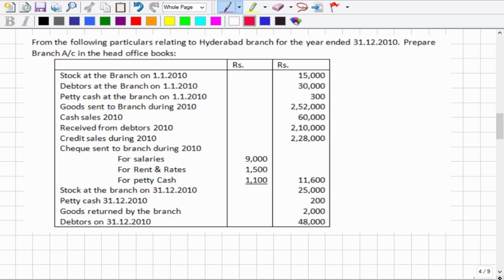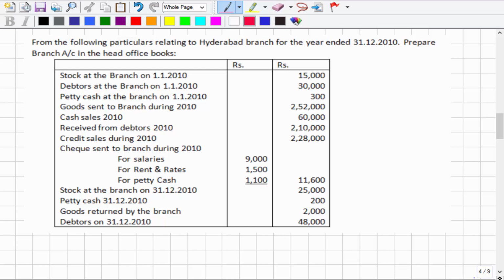Let's take one more problem on dependent branches. This problem is a little different from the earlier problem only on one aspect, that is, it is also going to have goods that are returned by branches to head office. Then it will have some more opening and closing balances. Okay, let's understand one by one.